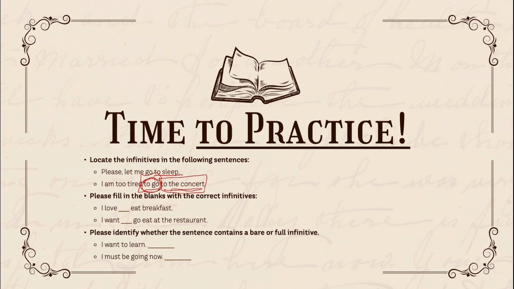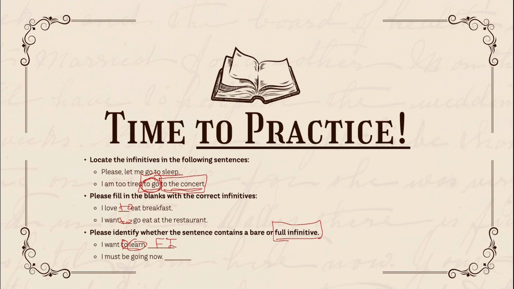Please fill in the blanks with the correct infinitives. These are pretty intuitive. I love to eat breakfast. Nothing else makes sense in this sentence. I want to go eat at the restaurant. To go, to eat. These are infinitives, no doubt. Please identify whether the sentence contains a bare or full infinitive. I want to learn. Absolutely, this we can see as a full infinitive. It is not just the non-finite verb alone, but it has the infinitive marker with it. So this would indeed be a full infinitive.